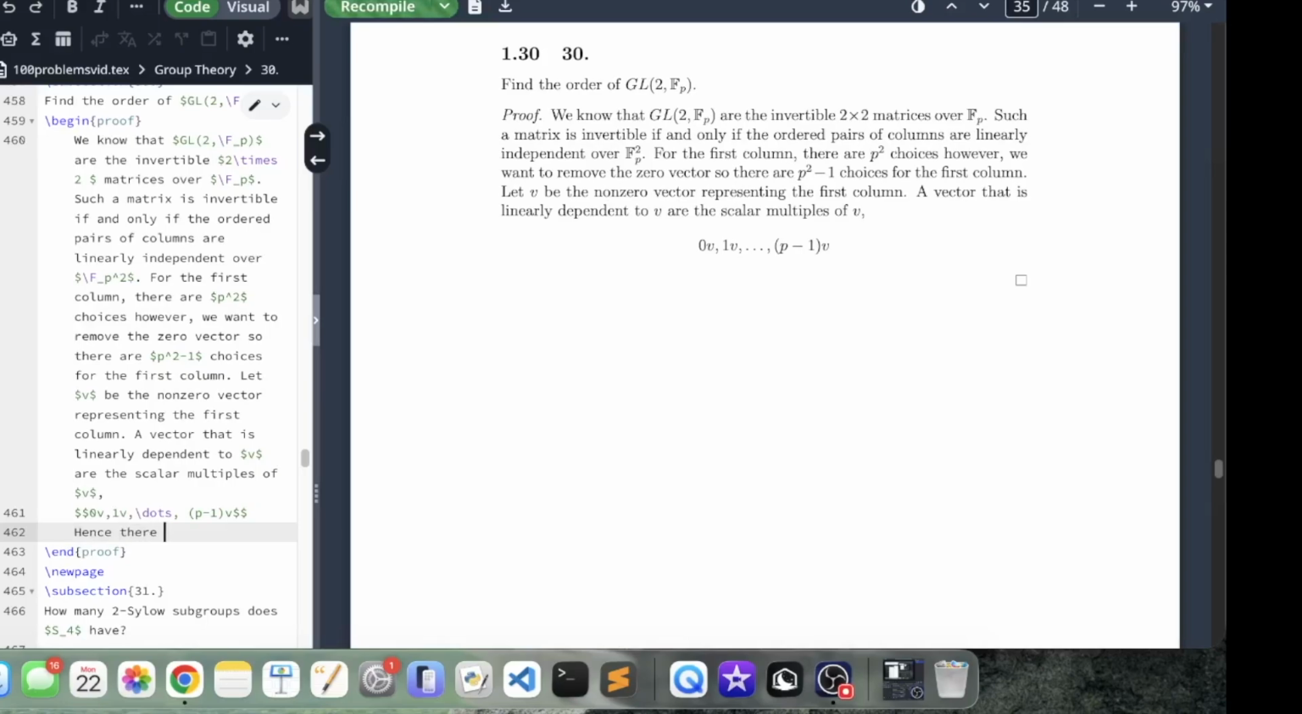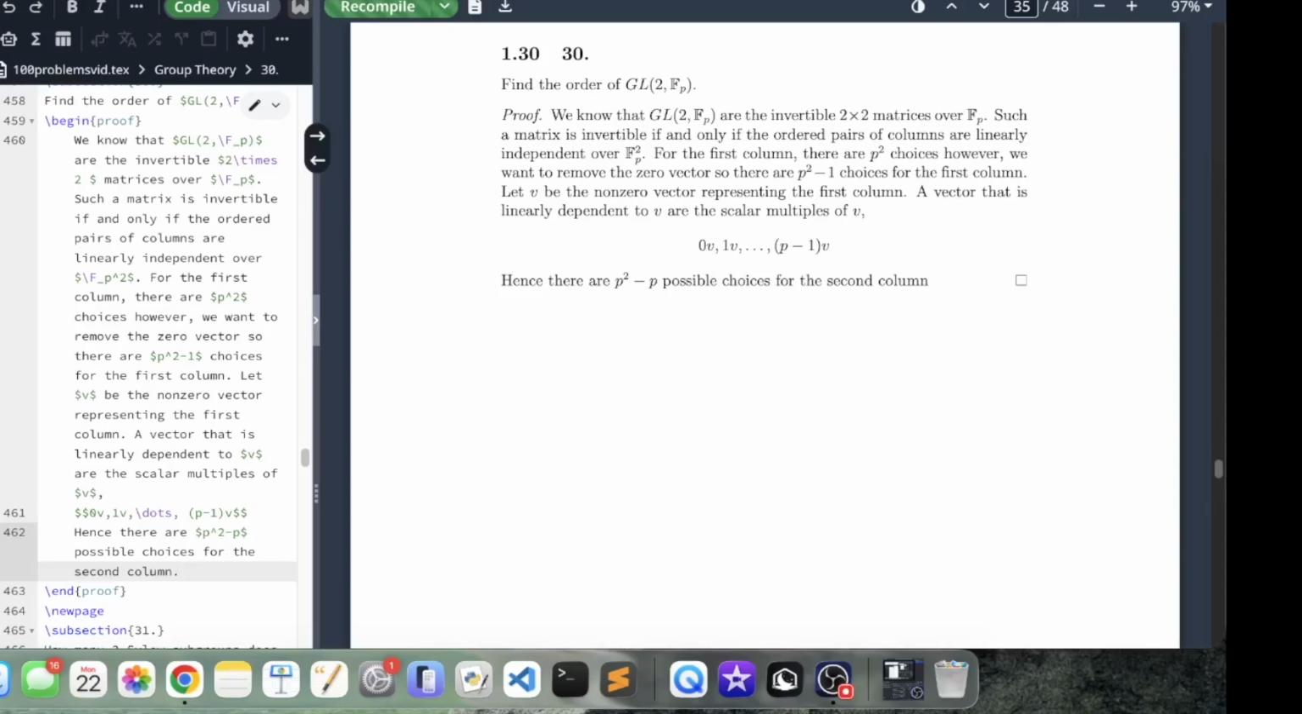Hence, there are p possible scalar multiples, so we want to remove all of those from the choices of the second column. Hence, there are p squared minus p possible choices for the second column.